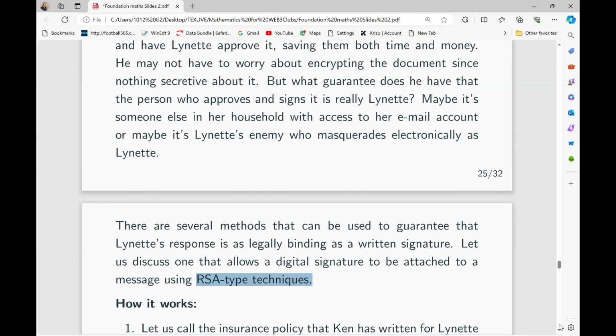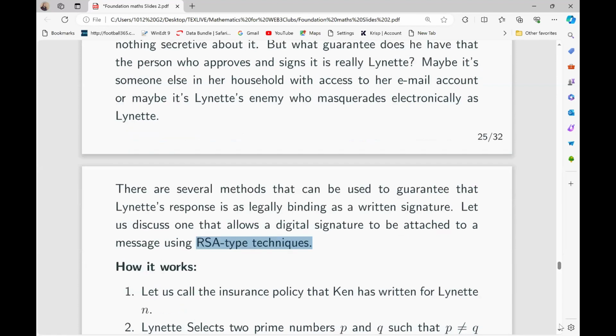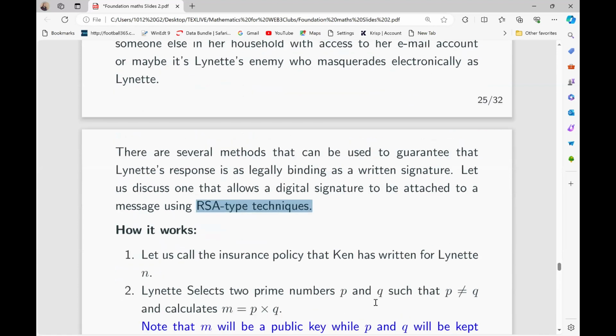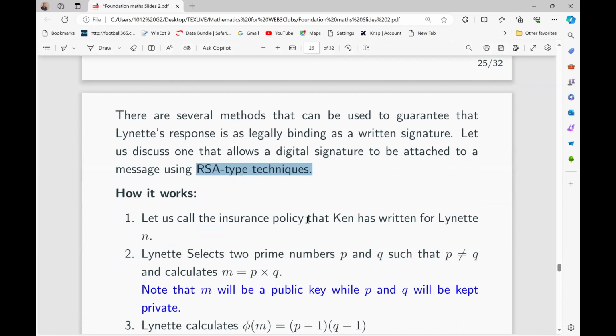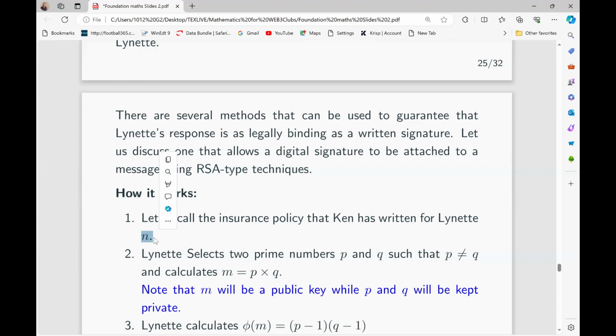Now, how does it work? It works the same way we did with the RSA algorithm. For instance, let's call the message in the contract N. And let's say it's Ken who has written this contract, and we're calling it N.